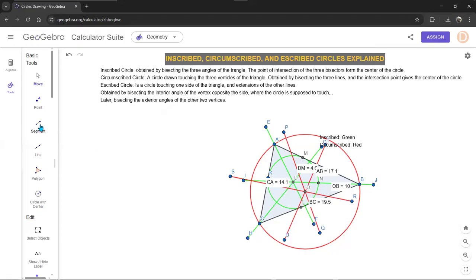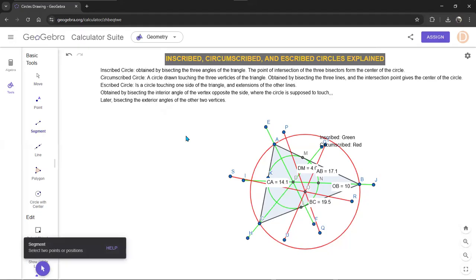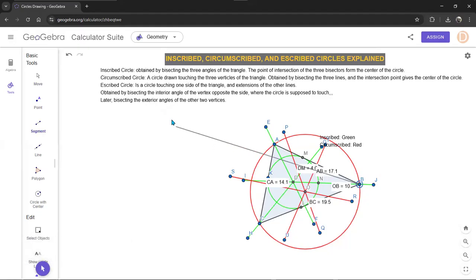For my case, I'm just gonna use the segment. I just need to make it longer. Let me press it at that. The same way with this one. So as you can see, these are the extensions of the other lines. And then this is the line that the escribed circle is instructed to touch.